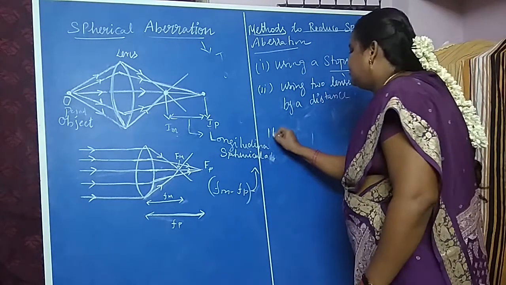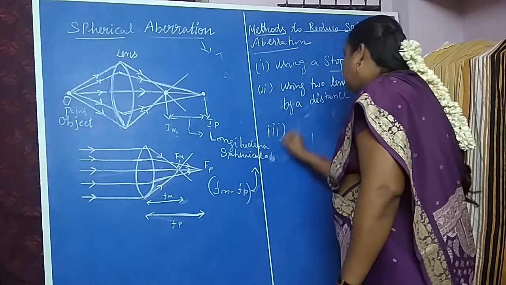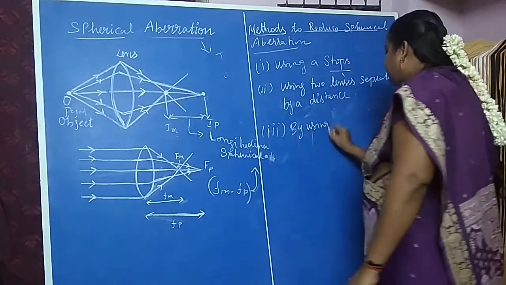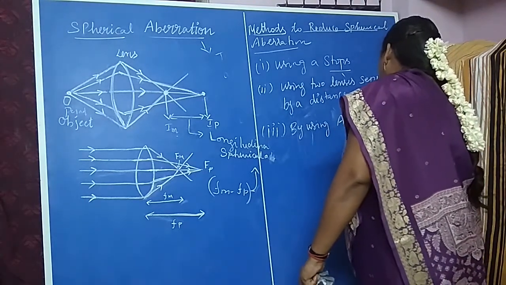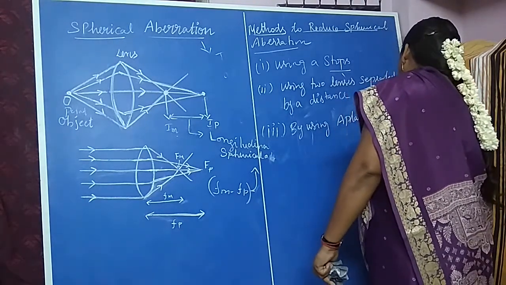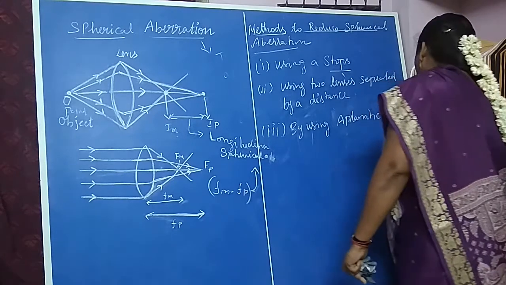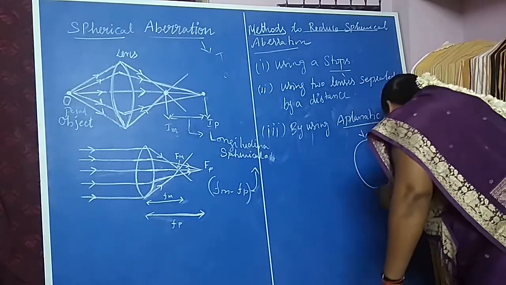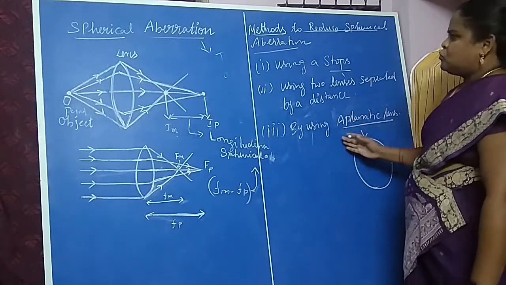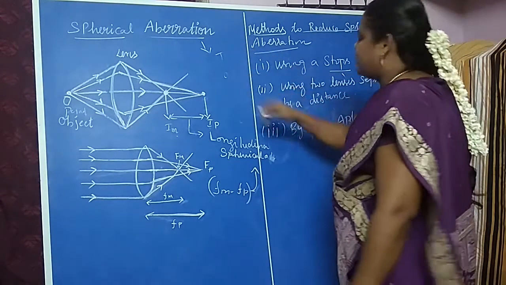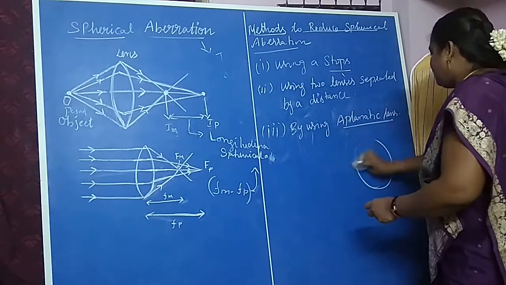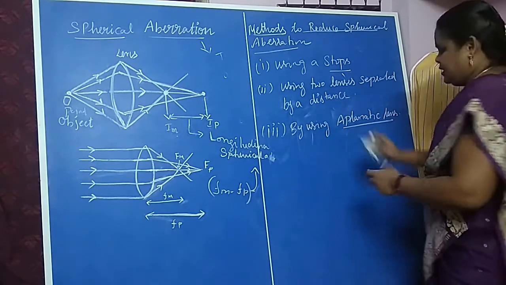And the third one is by using an aplanatic lens. This aplanatic lens is nothing but a spherical lens. It is used to reduce the spherical aberration as well as the other defects formed by the lenses.